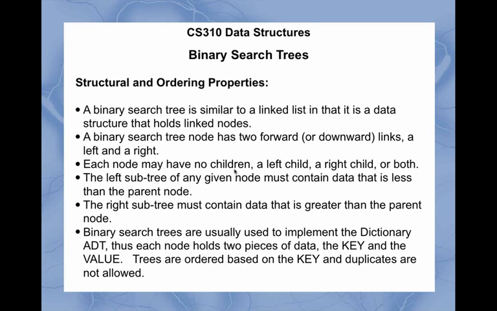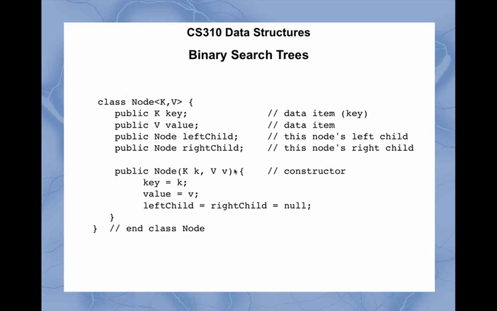Binary search trees are typically used to implement the dictionary ADT, and so we have a node then with 4 fields: the key, the value, left child, and right child. This is an example of a node class. We have the key and value here, the left and right child, and then the constructor where we initialize the key and the value and set both the left and the right children to null.